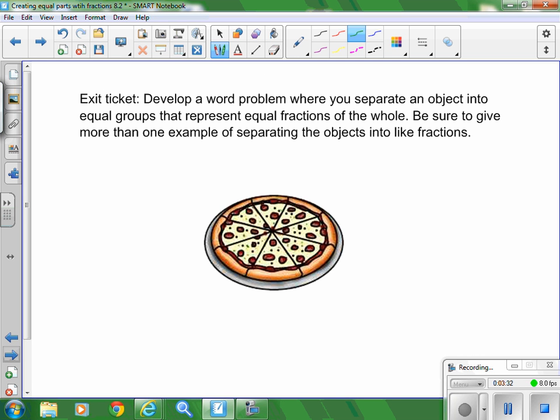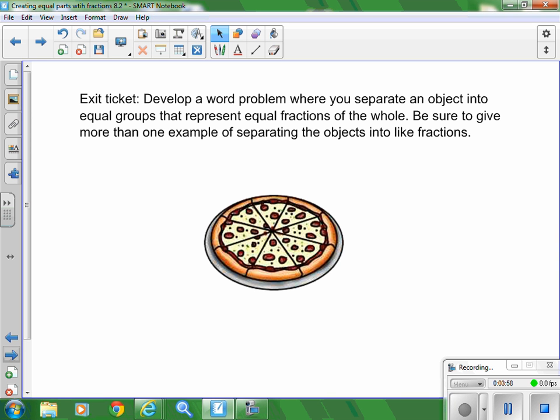Tonight's exit ticket, develop a word problem where you separate an object into equal groups that represent equal fractions of the whole. That sounds confusing, but all I'm asking you to do is what we've done today. So if you have to look at the video again, go ahead, but play with the objects. See how many times you can fold a piece of paper or make different fractions of a whole. Give more than one example of separating the objects into like fractions.